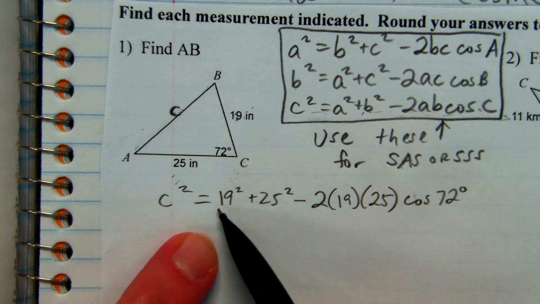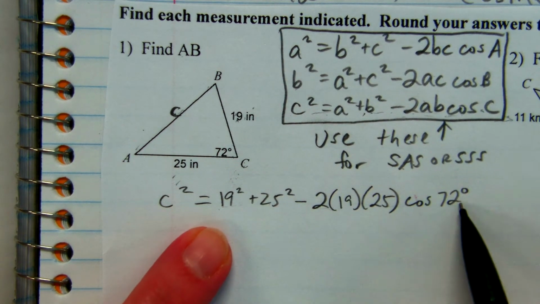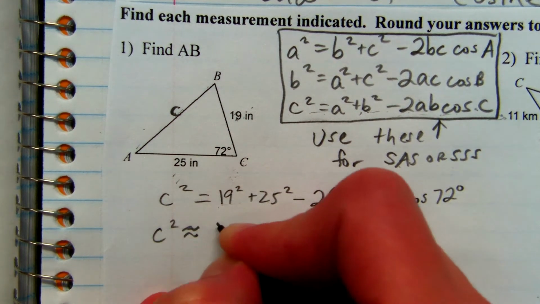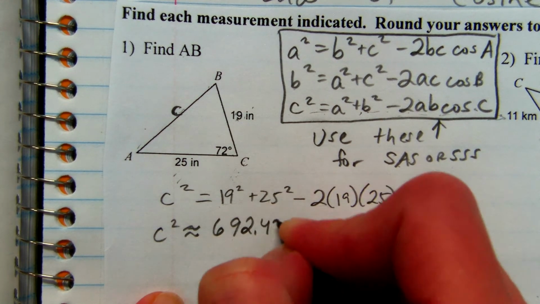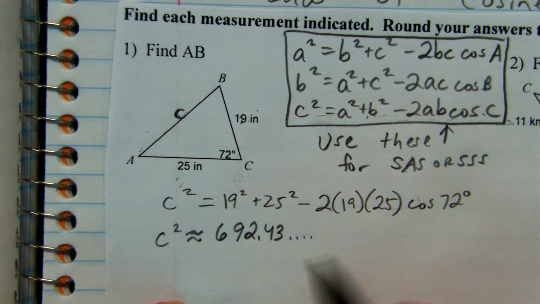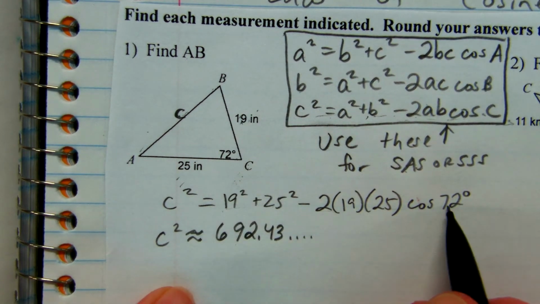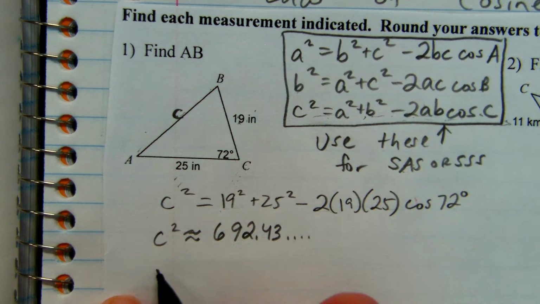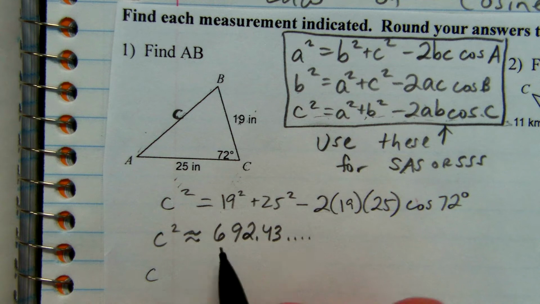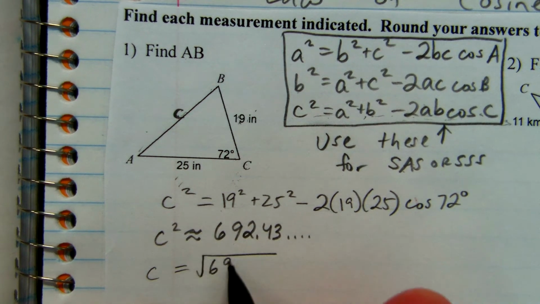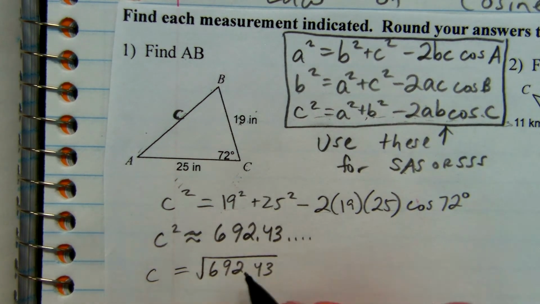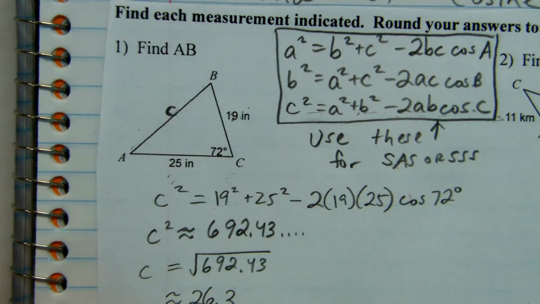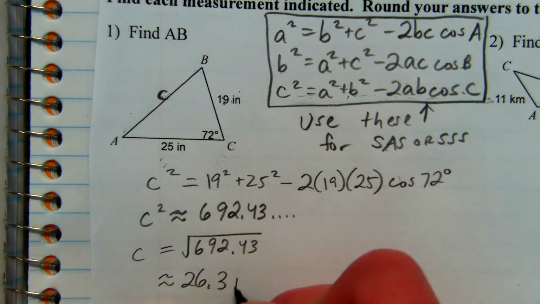On these, you could, in theory, type it all in all the way across. If you do that, you're going to get c squared is approximately equal to 692.43 something. There's only a couple of them you can do it that way, and then I'll talk you through the rest. So to solve for c, we would square root. So c would be the square root of that number on your calculator, and that is approximately 26.3 if we round to the nearest tenth, which is what it says in the directions. And these are in inches, so this is inches.